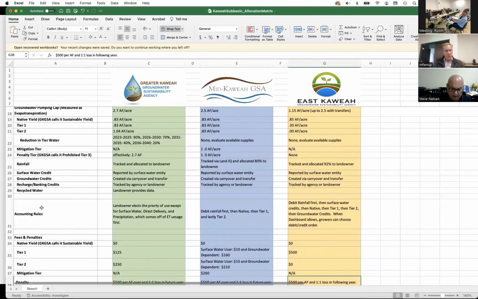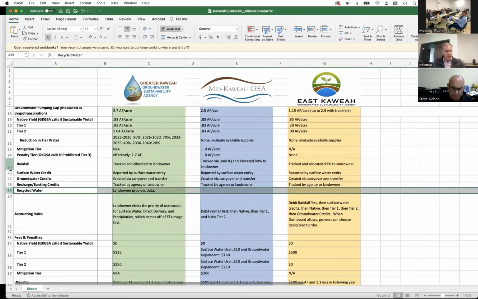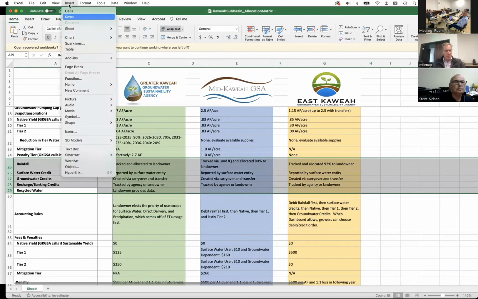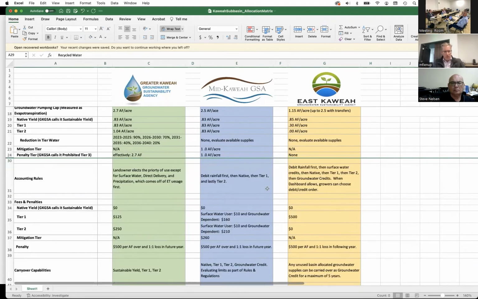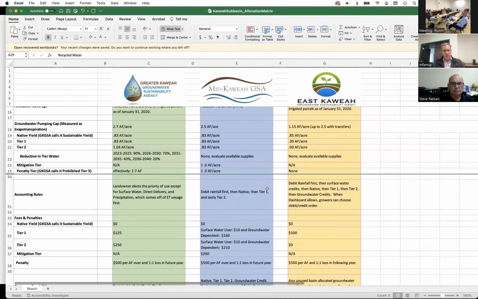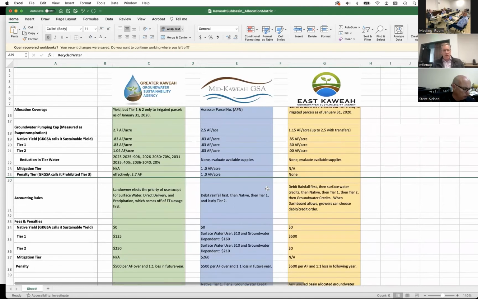So in a minute, we should talk about accounting rules. And in fact, for the benefit of making this easier to see, so kind of roll up a little nicer. So are there any questions about the cap, the native, tier 1 and tier 2, and the penalty tier before we talk about accounting rules?